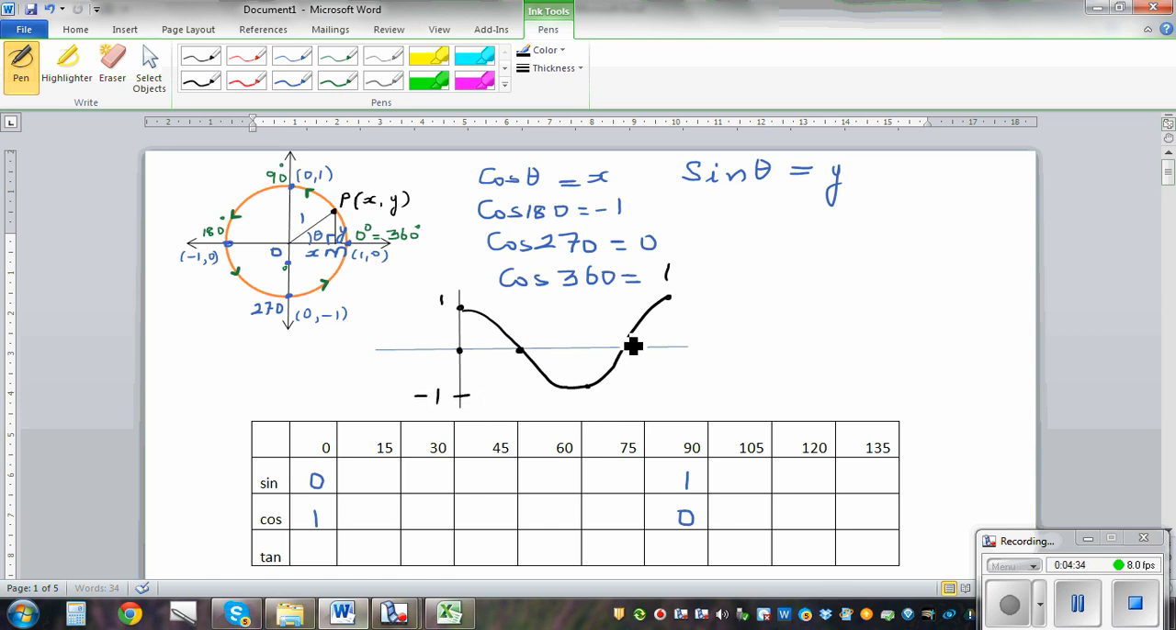Okay, so sine starts at 0. Sine 90 is, you're looking at the y coordinate, so sine 90 is 1, we already wrote that. Sine 180 is how much? You're again looking at the y coordinate, so sine 180 is 0. Sine 270, you're looking at the y coordinate, is negative 1, and sine 360 is 0. They're coming back to 0.